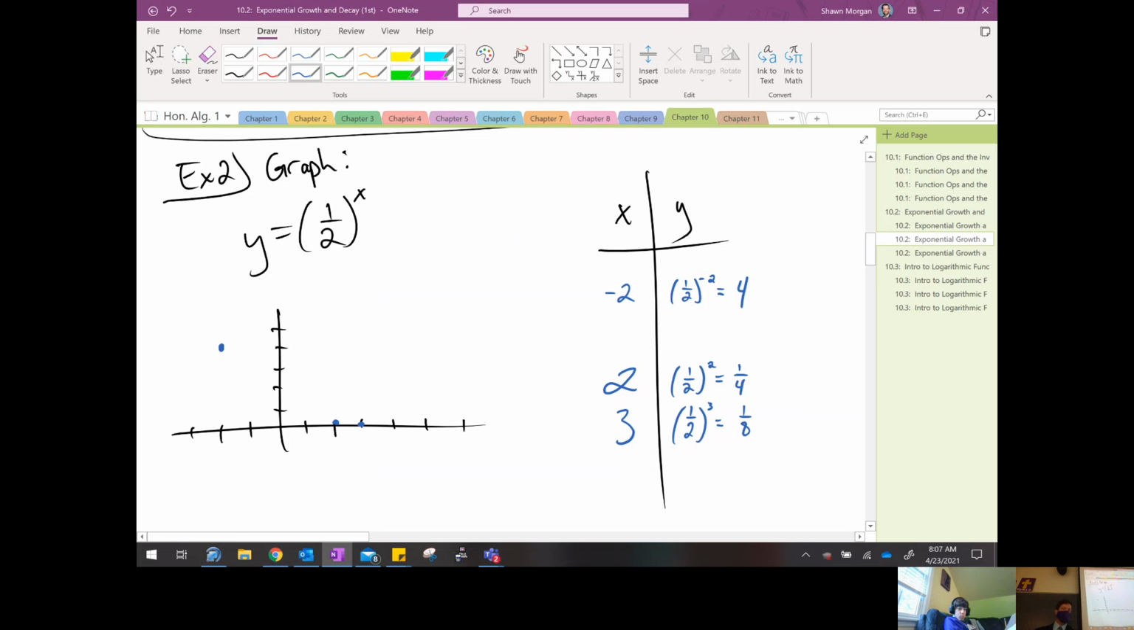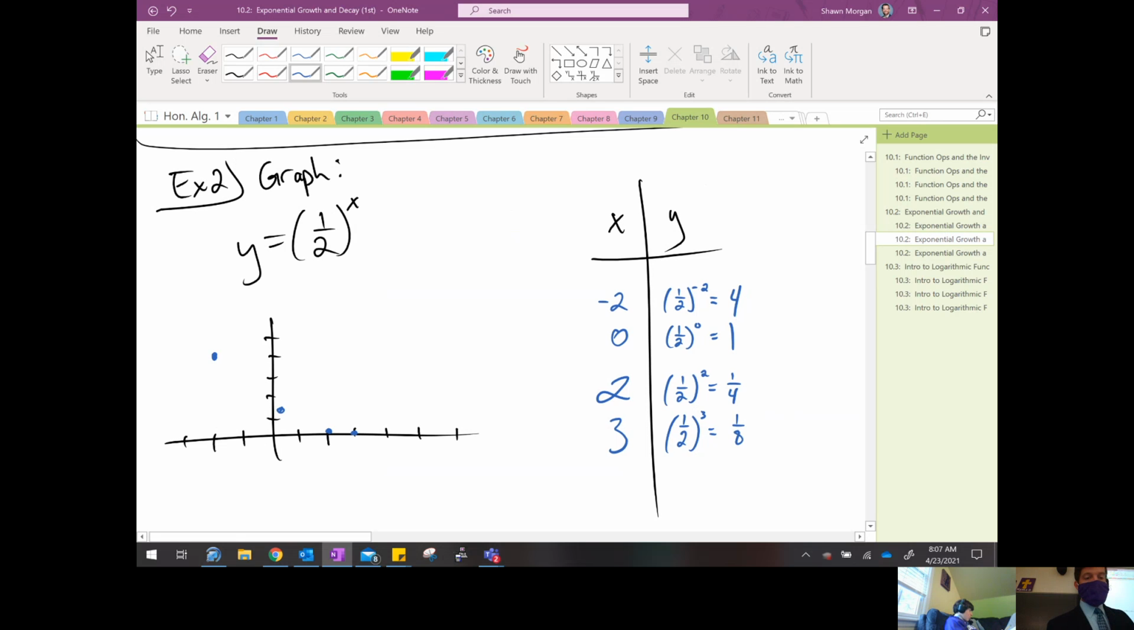Maybe a couple more values. Jacob, let's plug in 0. Okay, so 1/2 to the 0 equals what, class? 1. Good. Anything other than 0 raised to the 0 equals 1. So we plug in 0, we get 1. That's my y-intercept.